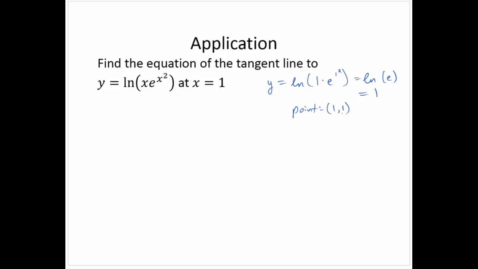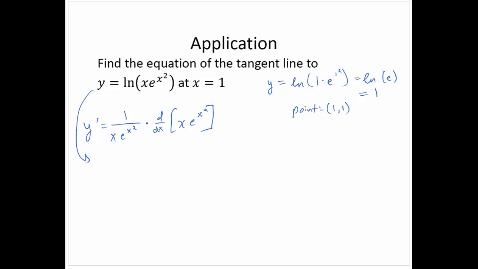Now we need the slope. Alright, so we can calculate the derivative. y prime would be 1 over x e to the x squared times d by dx of x e to the x squared. And now we'd have to use a product rule and a chain rule. Okay, wait a second. There's got to be a better way.